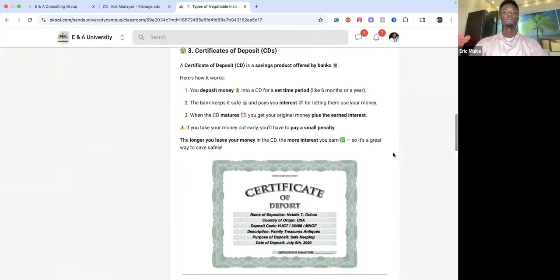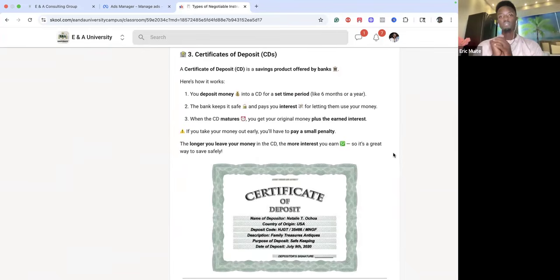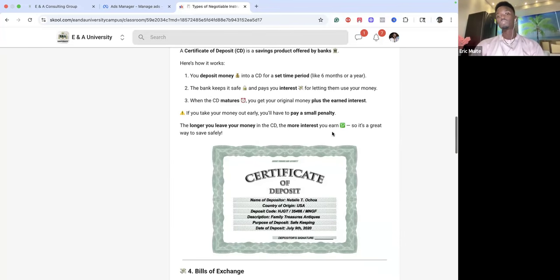It's a debt instrument. Then you have a certificate of deposit, which is a savings product offered by banks, right? And so you can deposit money into a CD for a set period of time, 6 months or a year. The bank keeps it safe and pays you interest for letting them use your money. Now, when a CD matures, you get the original money plus earned interest. If you take your money out early, you have to pay a small penalty.